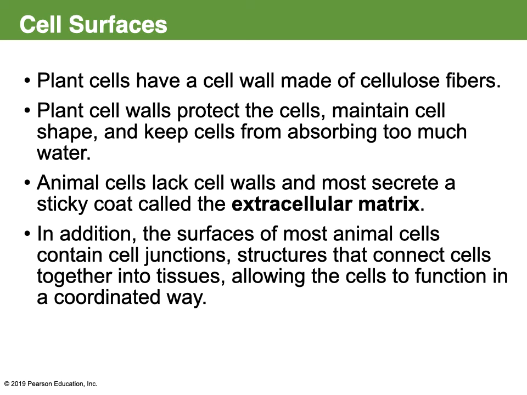In addition, the surface of most animal cells have cell junctions. And these are structures that connect cells together into tissues, so cells can function in a coordinated way. You see movement in animal cells in a way that you generally don't see in plant cells. So think of something like muscle cells, right? Muscle cells are going to be working together in bundles called muscles, and to work collectively, they have to have some connections together to be able to work together.